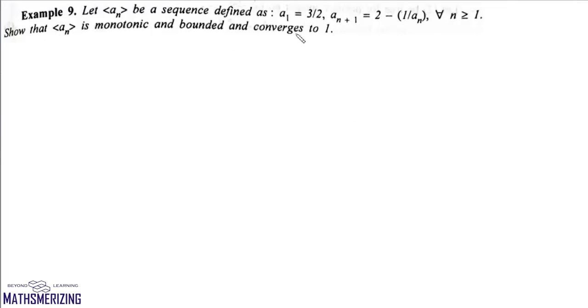Now here the question is, let an be a sequence defined as a1 equals 3 by 2 and a(n plus 1) equals 2 minus 1 upon an. Now from here we can write a2 equals 2 minus 1 upon a1, which is 2 minus 2 by 3. So it will be simply 4 by 3. Now we'll prove two results. First we'll prove that the sequence is bounded below.